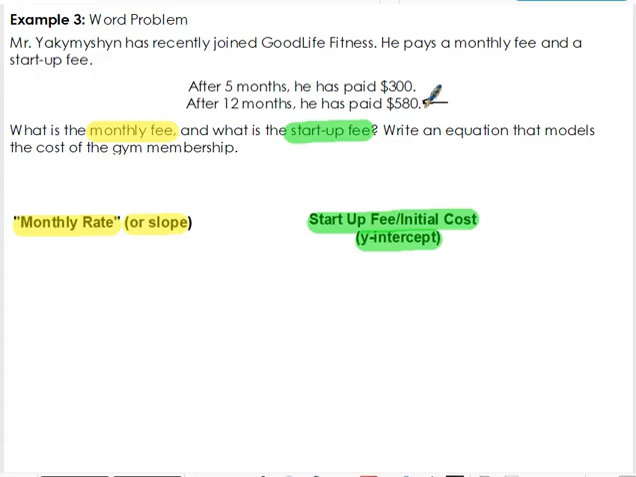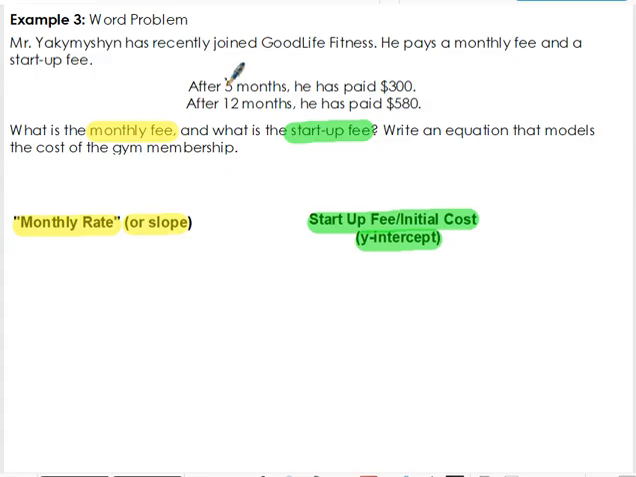But if you did 580 divided by 12 in your calculator, it gives you 48.333333. So you're getting different answers here, which might set off a little alarm in your brain to say, hey, something's wrong with that. And that's true. Something is wrong with that. That's not the way in which we're going to calculate the monthly rate.